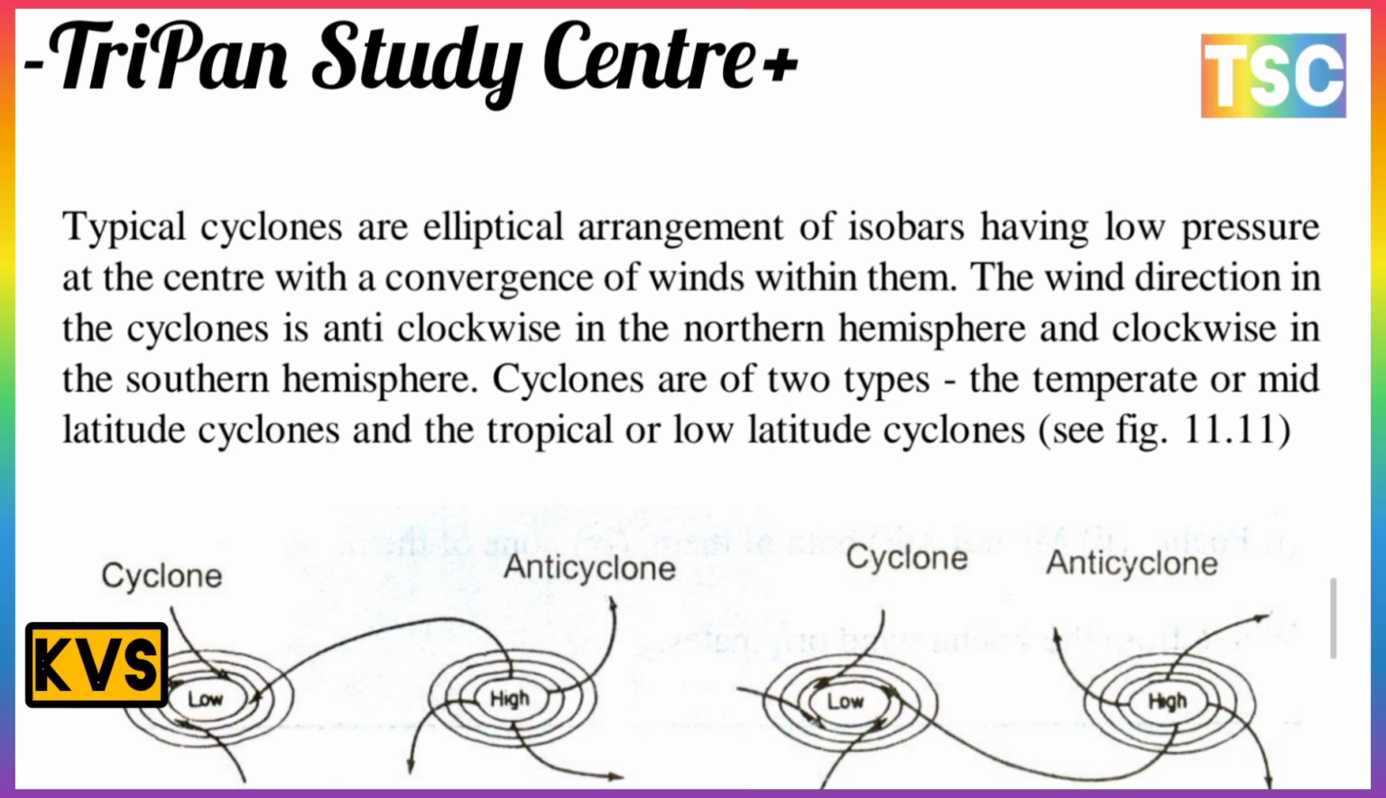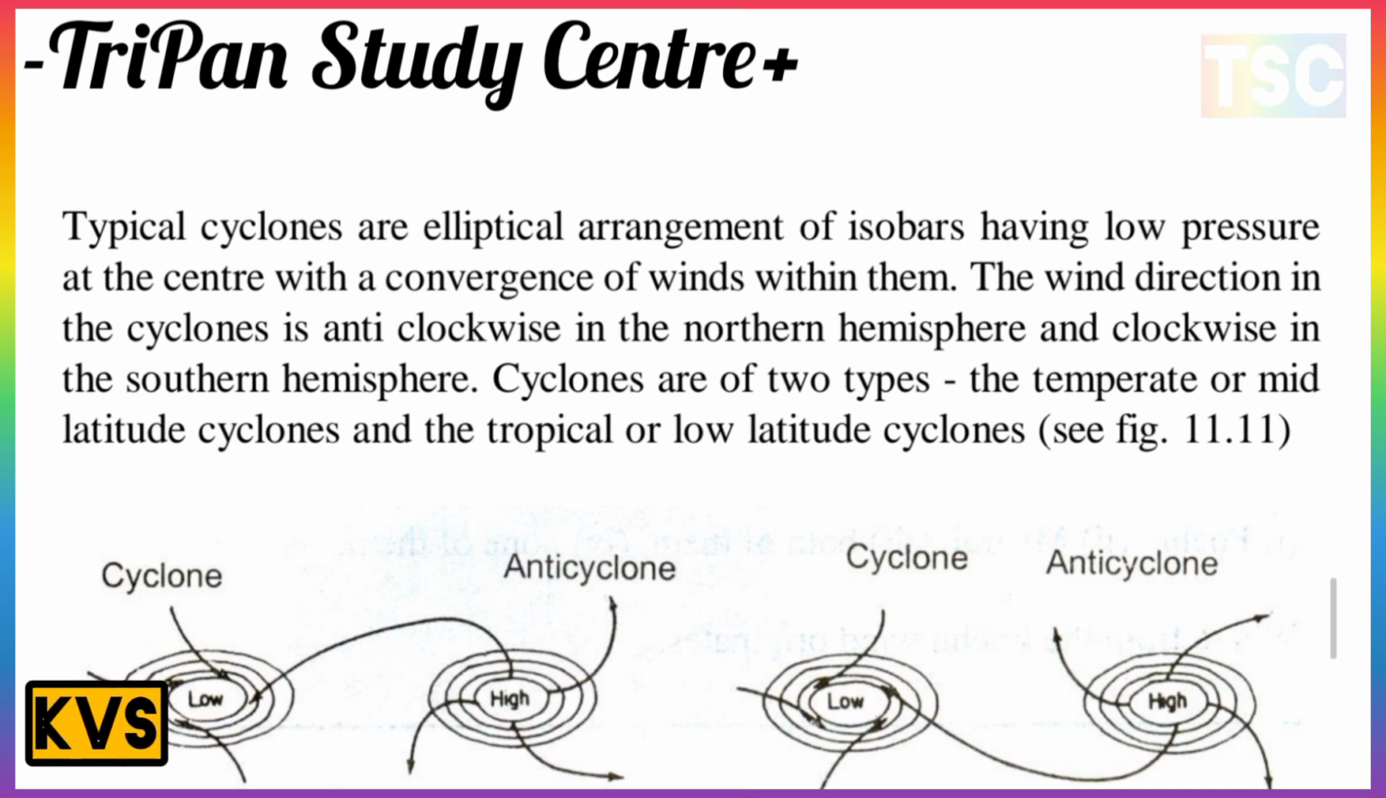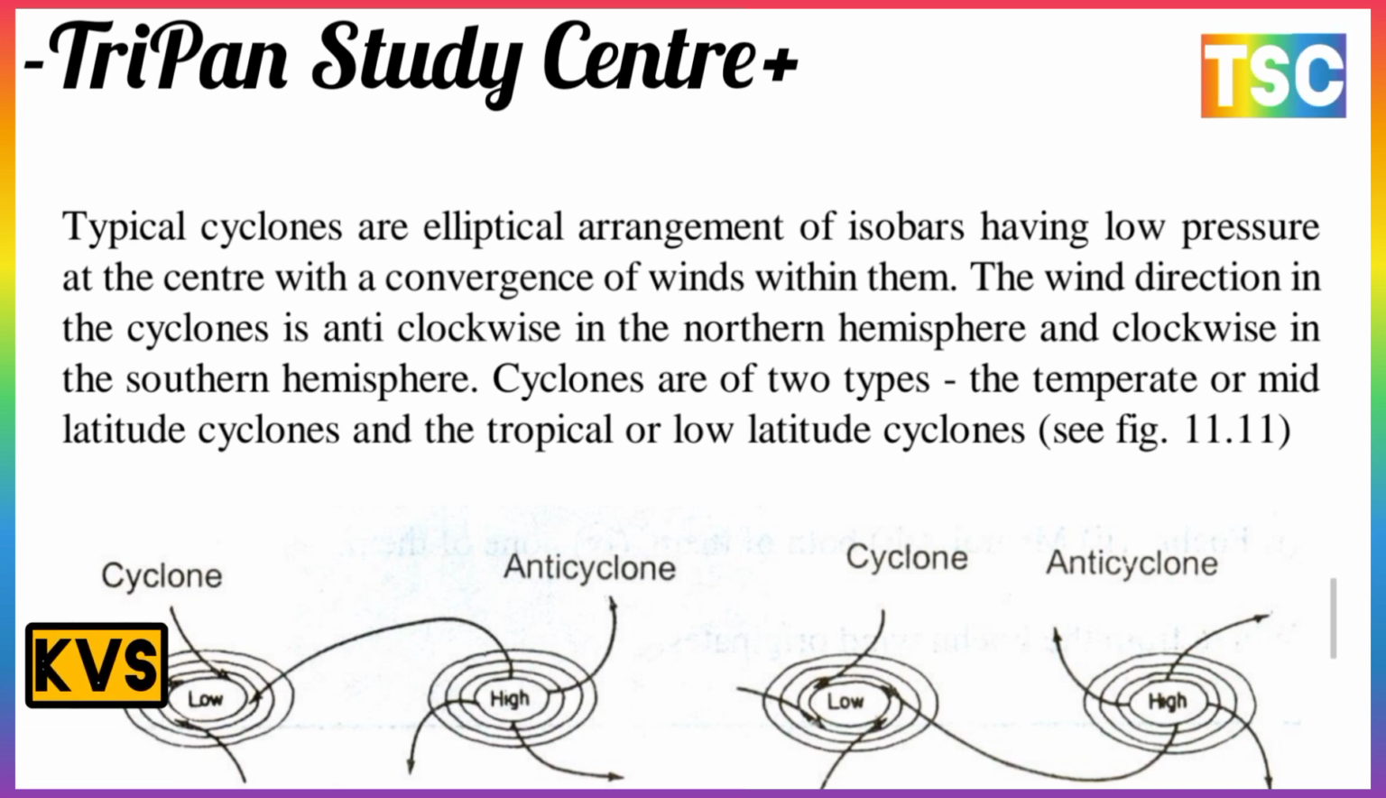Cyclones are of two types. The temperate cyclone is a mid-latitude cyclone and the tropical cyclone is a low-latitude cyclone. This is important, and the important diagram is shown here. A cyclone is a low pressure and an anticyclone is a high pressure. This is the most important point here.